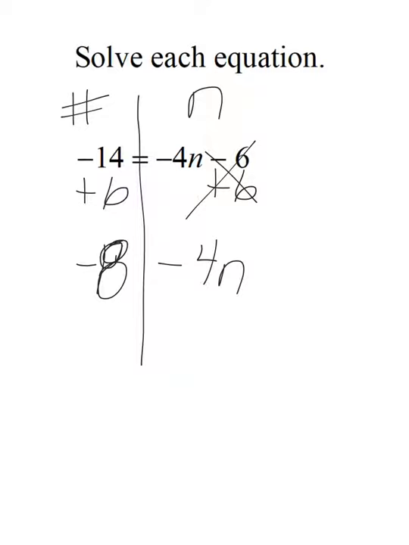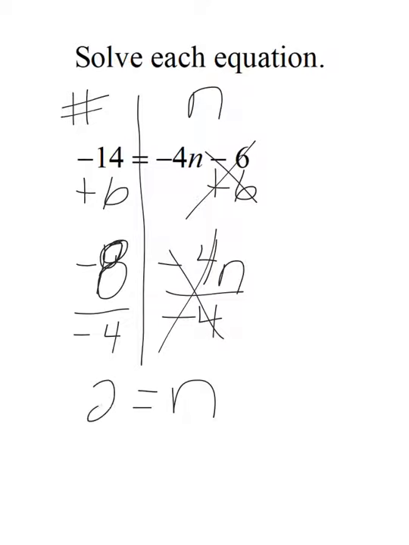So now I'm to the point that I have variables on one side, constants on the other. I'm ready to get the variable alone by doing the opposite of being multiplied by negative 4. I divide both sides by negative 4. That causes those 4's to cancel out, giving me n alone on the right side. Now I just have to think, what's negative 8 divided by negative 4? It's going to be positive 2. So the answer for n is positive 2.